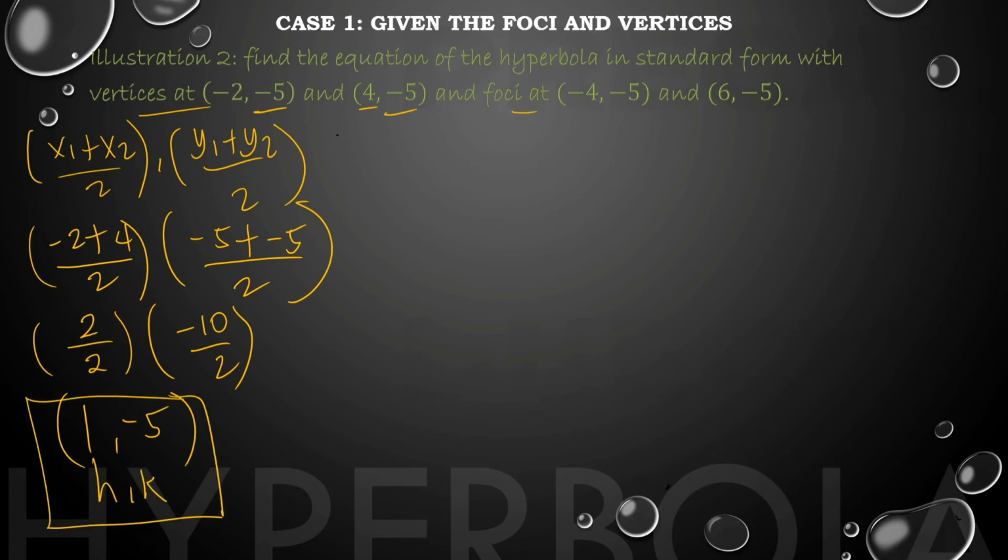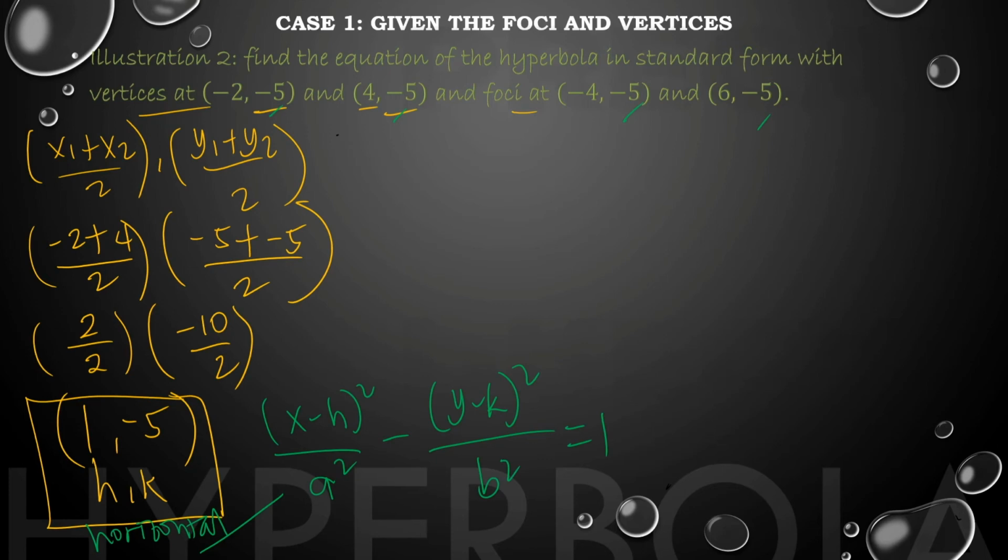Kung mapapansin nyo, yung y-coordinates ng vertices and foci ay pare-parehong nasa negative 5. So, ibig sabihin, ang transverse axis ay parallel to the x-axis. So, isa siyang horizontal hyperbola. So, ang gagamitin natin is itong x minus h squared over a squared minus y minus k squared over b squared is equal to 1.